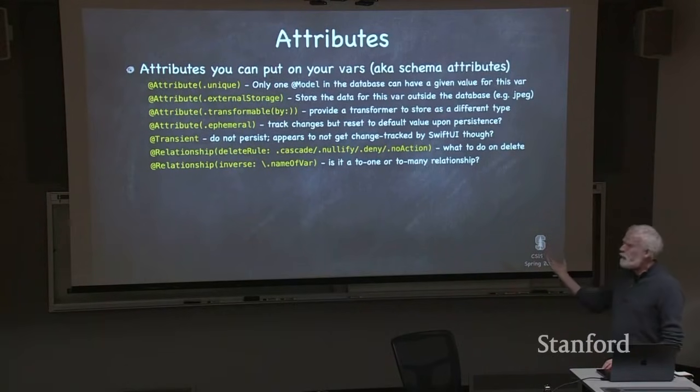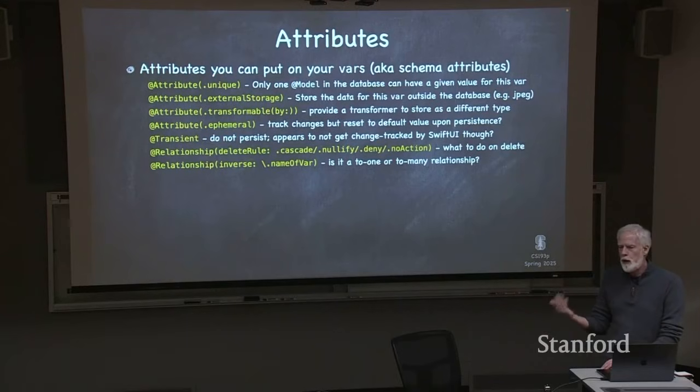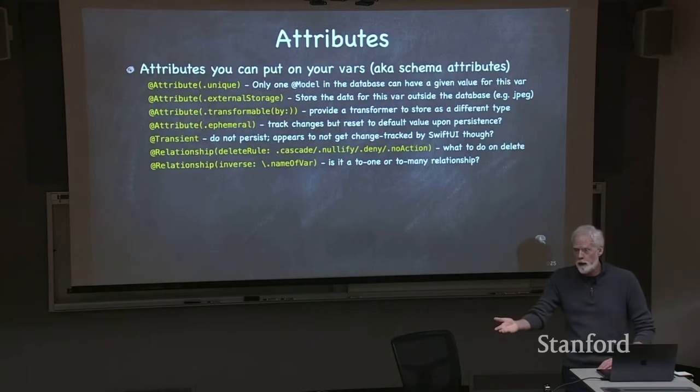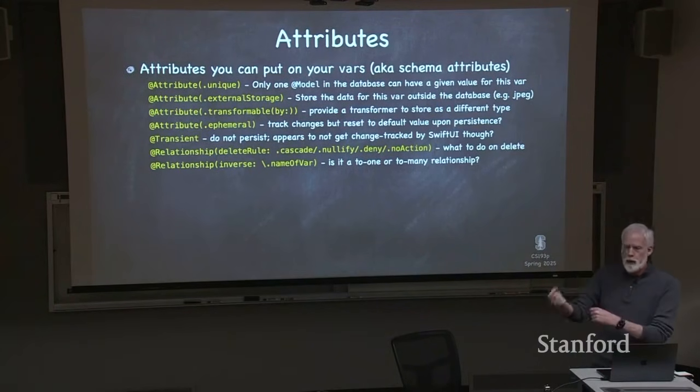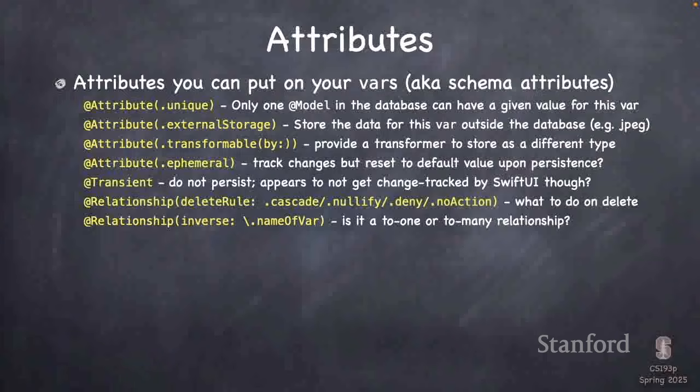And there's also this inverse thing, which is if you had a back pointer, let's say our codes in our CodeBreaker had a back pointer to the game they were in, well, then you could put a little @Relationship inverse and specify which var is the back pointer. And that way, SwiftData would know both sides. And that way, it also can know whether it's a to-many relationship, like if the back pointer is to an array, or whether it's a one-to-one relationship.